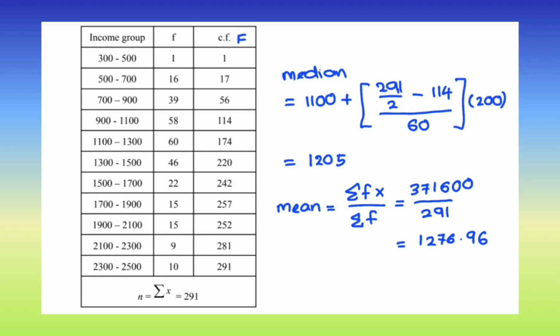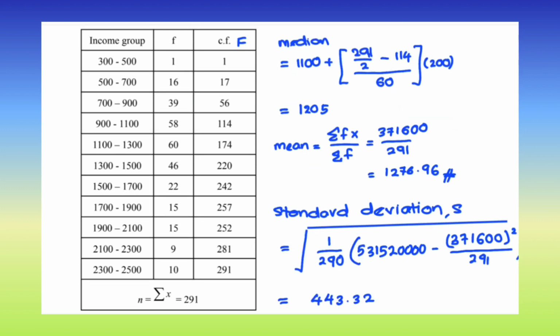Next, find the mean. Mean here we can find the answer is 1276 by using the formula. Next, find the standard deviation. By substituting the values, we will have the standard deviation is 443.32.